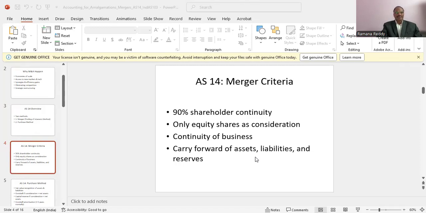For accounting treatment, assets and liabilities are recorded at the existing carrying amounts. Reserves of the transferor are carried forward to the transferee's books, except revaluation reserves in certain cases. No goodwill arises. It is as if the two companies have been part of the same group from the start.